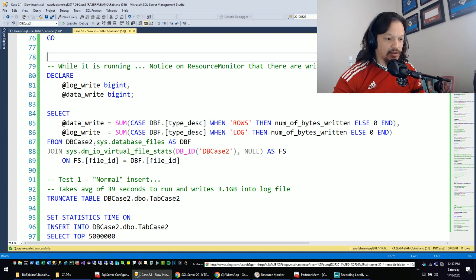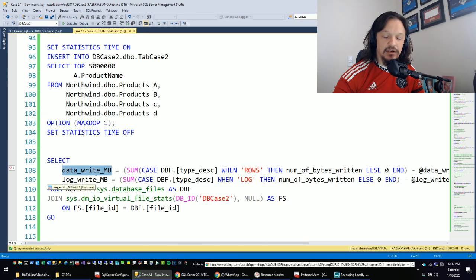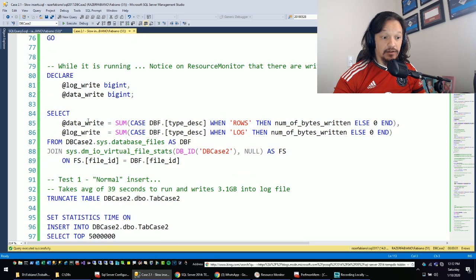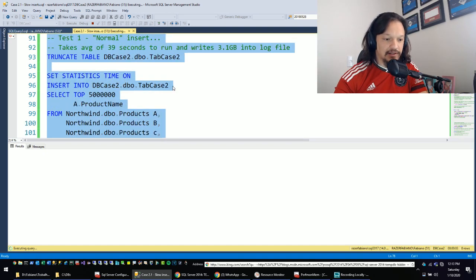So let me run it. Before I run it, I'm capturing the bytes written for the data file and for the log file, and saving them in a variable so I can compare later to see what changed. What I'm trying to see is how much data I wrote into the data file and how much into the log file. That's a key thing for performance, right? Let me run it. It might take up to 40 seconds.